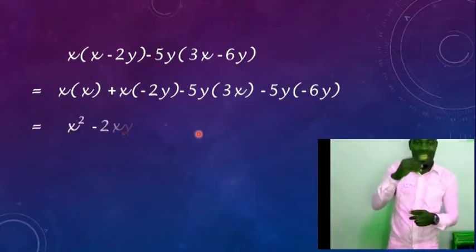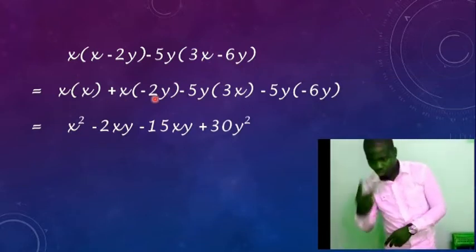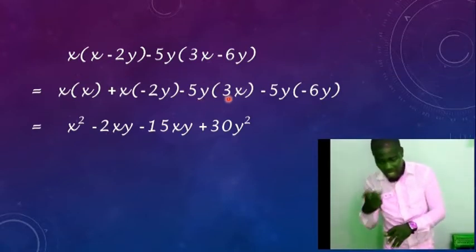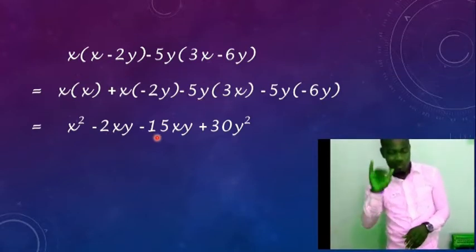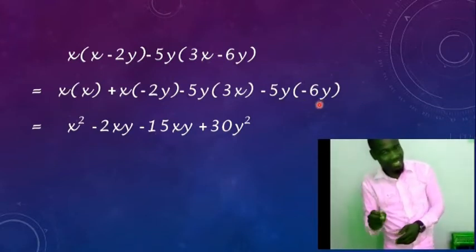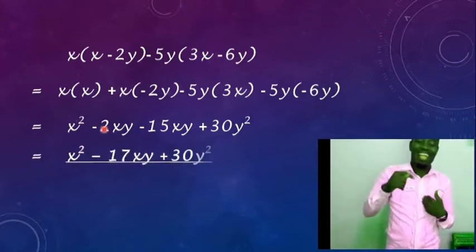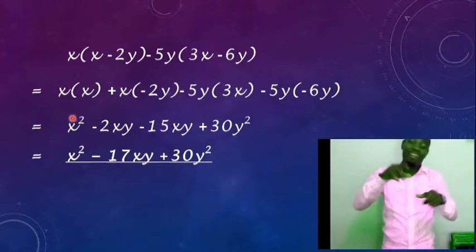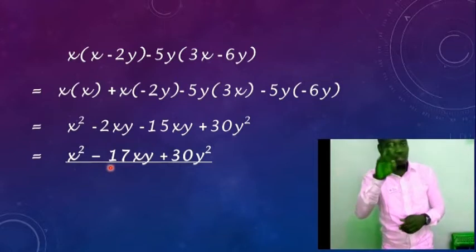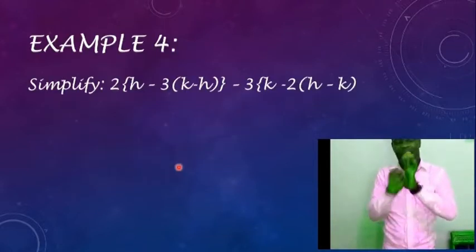So x times x will give us x squared, x times minus 2y will give us minus 2xy, minus 5y times 3x will give us minus 15xy, and then minus 5y times minus 6y will give us 30y squared. So when we add the like terms, minus 2xy and minus 15xy, we are going to have x squared minus 17xy plus 30y squared.